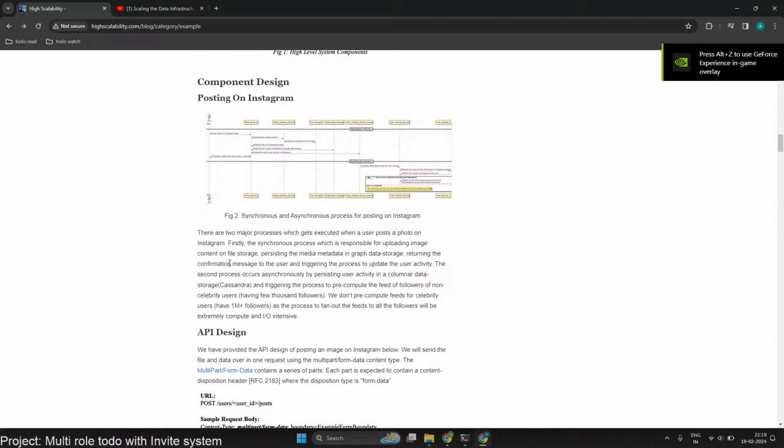Now we have two major processes which get executed when a user posts a photo on Instagram. First, the synchronous process, which is responsible for file storage, processing the media, data store, returning the confirmation message to the user, and triggering the process to upload the user activity. The second process occurs asynchronously by persisting user activity in a columnar data store.